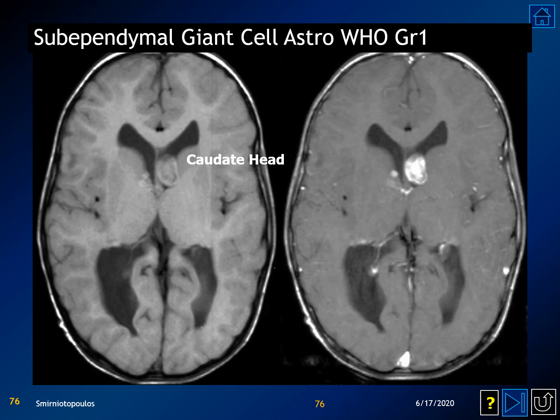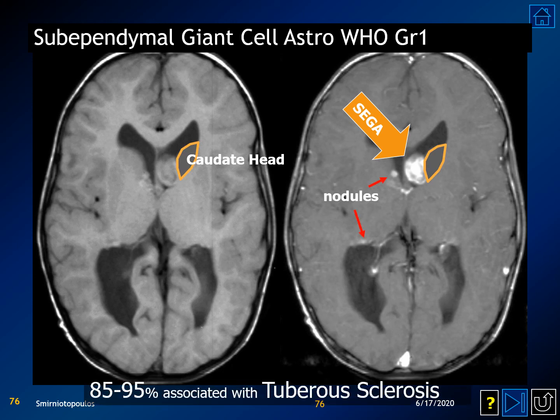So the subependymal giant cell astrocytoma, its most typical and characteristic presentation is a relatively larger mass, 1.5 to 2 centimeters in diameter, attached to the caudate nucleus, protruding into the lumen of the ventricle, covered by an intact layer of ependyma, in a patient who also illustrates subependymal nodules, showing that they have tuberous sclerosis.